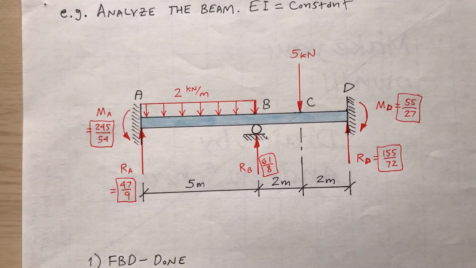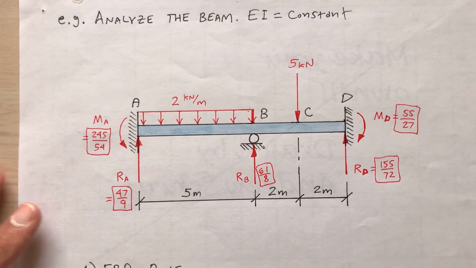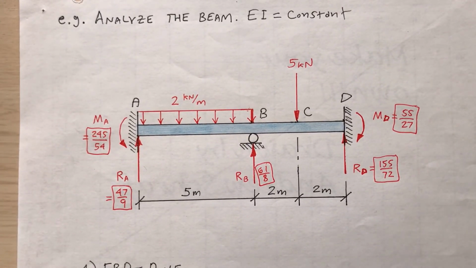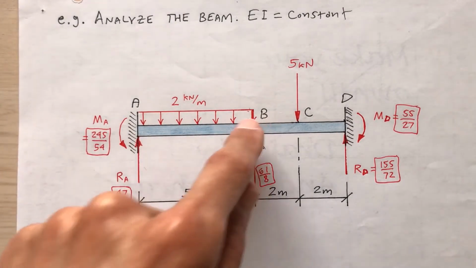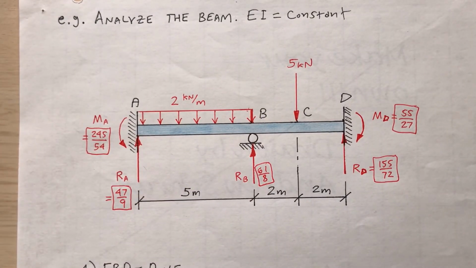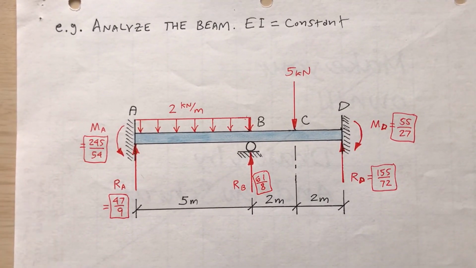So how do I check my work? Did I make a mistake somewhere? I recommend that you check the equilibrium of the entire beam. Now that we know all the reactions, you can take the moments about point A, for example, or point B, and make sure that everything is correct in terms of equilibrium. I did check that, and I think I did it correctly. So there you have it.